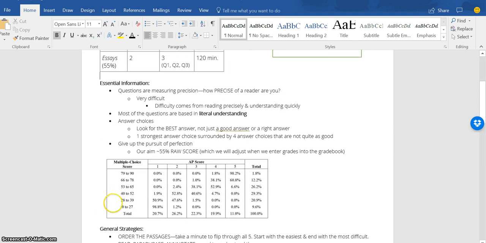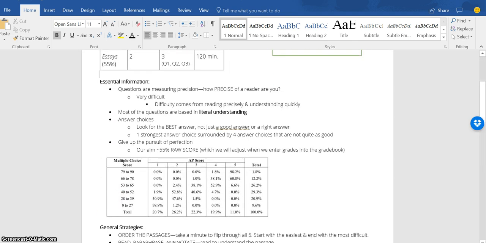Okay, moving right along to our essential information. So basically the multiple choice section is measuring how precise of a reader are you? How much do you look at details? How much have you understood? How much can you understand in this short amount of time? The multiple choice section is very, very difficult, and it comes from making sure that you're reading precisely and also the short amount of time that you have.